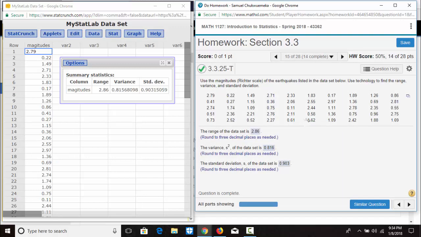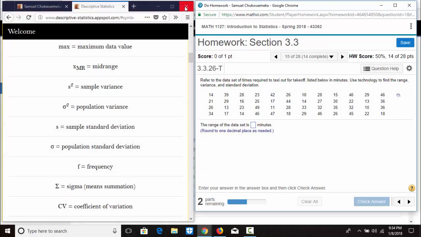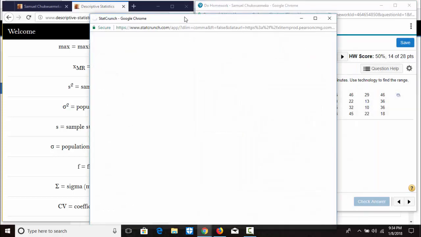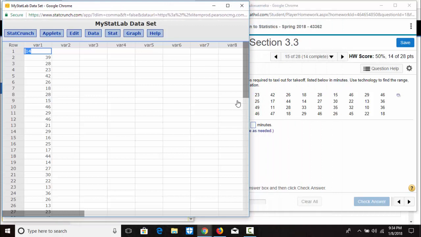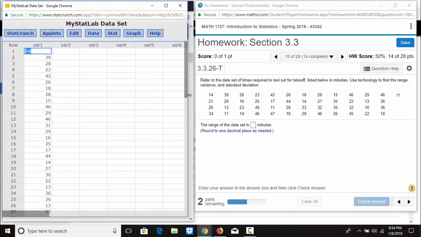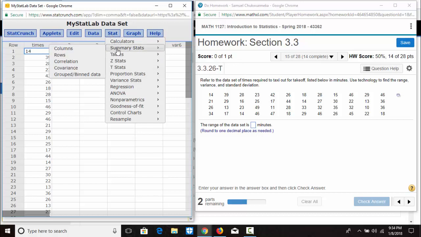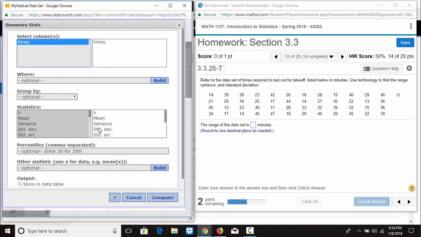Question 15 is the same method. Set of times. So I'm going to do the same thing. Data set of times required to taxi out for takeoff. So I can put this as times. Then Stats, summary stats, columns, select times. Then select range, hold the control key, select variance, standard deviation, compute.